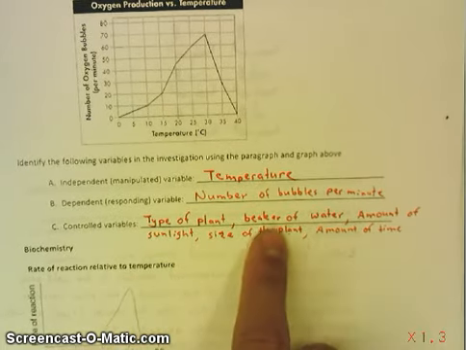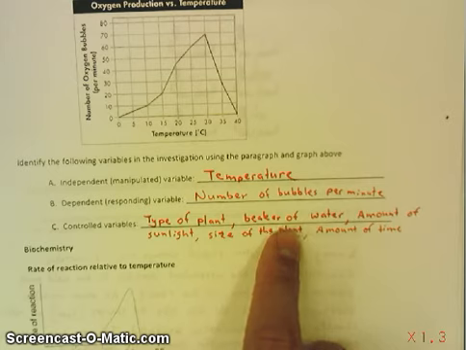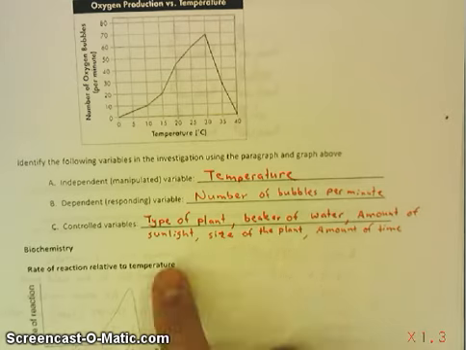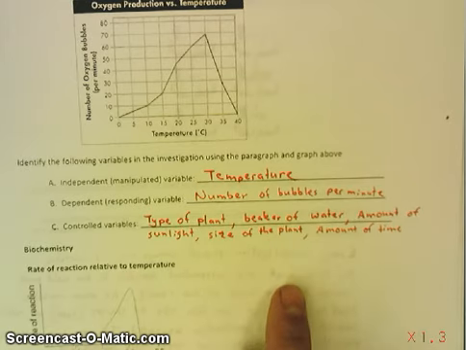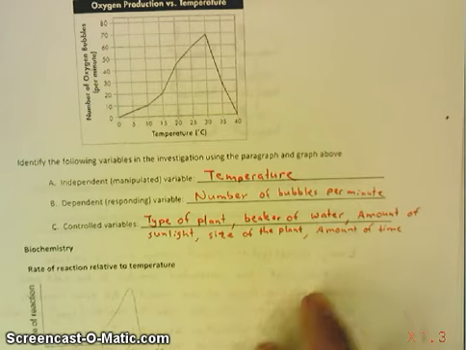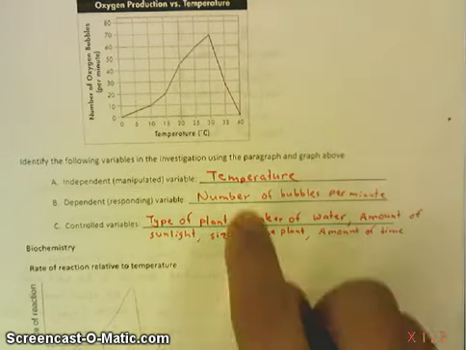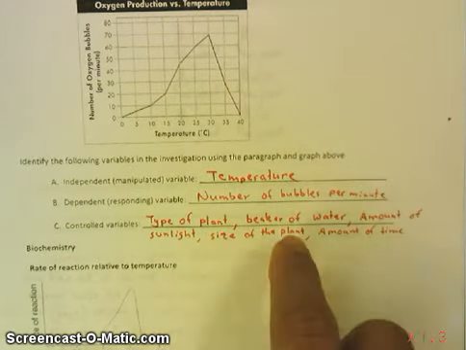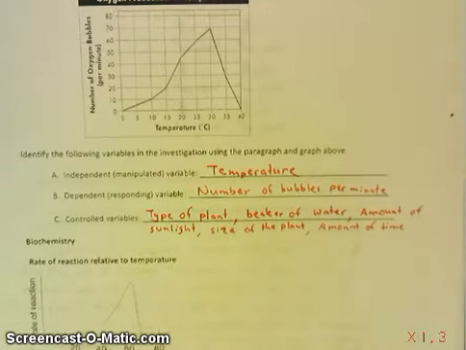I've written some other options in here, other things that you might want to control. Beaker of water, amount of sunlight, size of the plant. There are others. If you believe you put one that was correct, go ahead and put a plus next to it and I will check it. Otherwise, if you got it wrong, just put a little check mark next to it, and if you got it right, put a plus mark next to it.